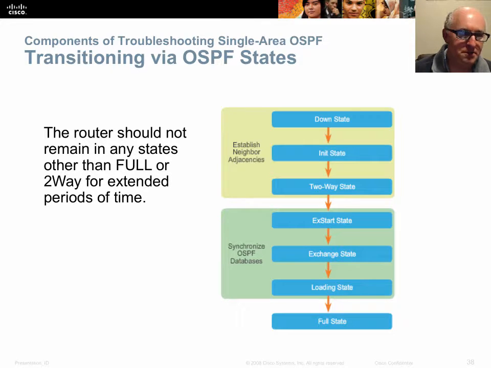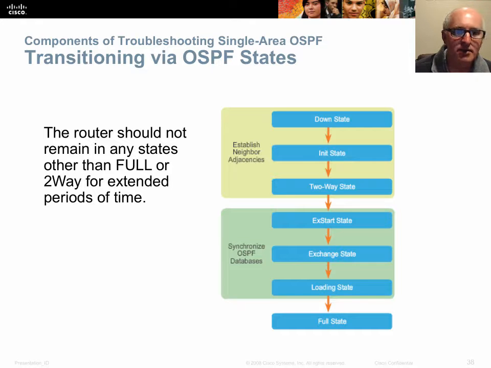All right, and so this basically shows the states to go from a down state to a full state. They always start in a down state, and then they try to initialize, and that's where they send hellos, and they say, hi, neighbor, want to form an adjacency? And once an adjacency is formed, they move to the two-way state because they both have acknowledged. They say, yeah, I'll share information if you will.